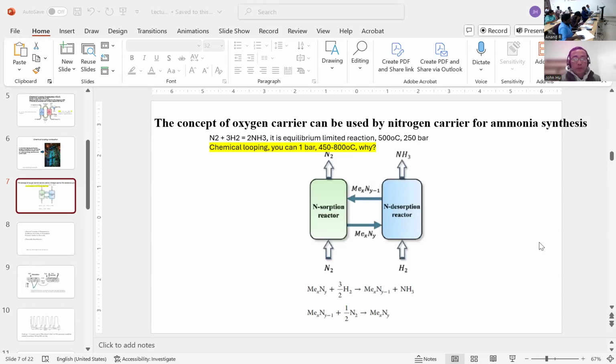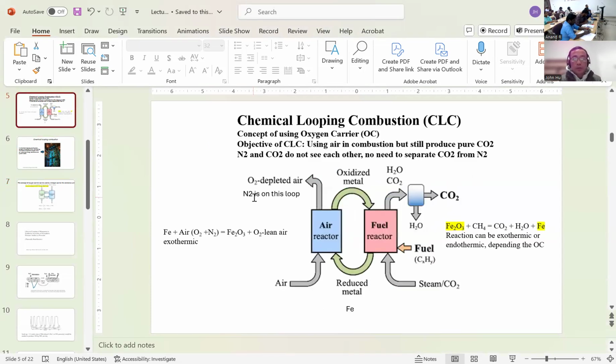I think that before the break, I briefly introduced the concept of oxygen carrier that can be used as a nitrogen carrier for ammonia synthesis. I spent almost 45 minutes talking about the combustion oxygen carrier, and now we shift to the nitrogen carrier for ammonia. During the break, I downloaded some pictures I want to show you, so you can visualize and see the complexity of the chemical looping.